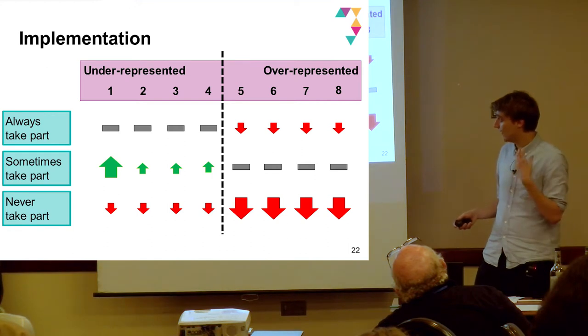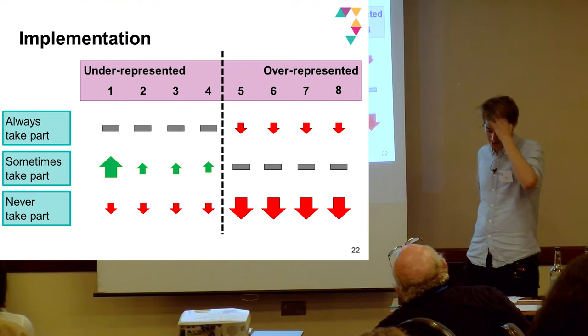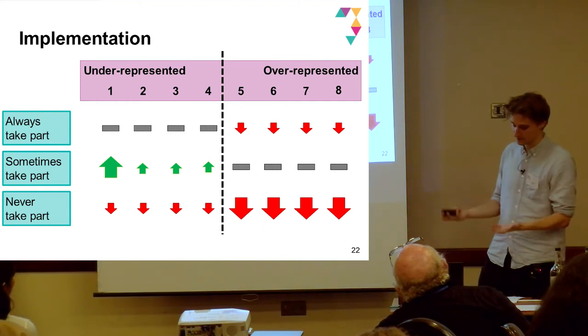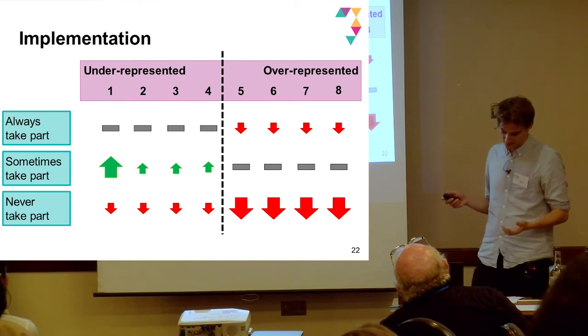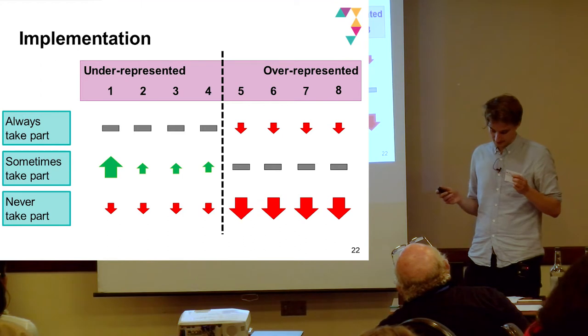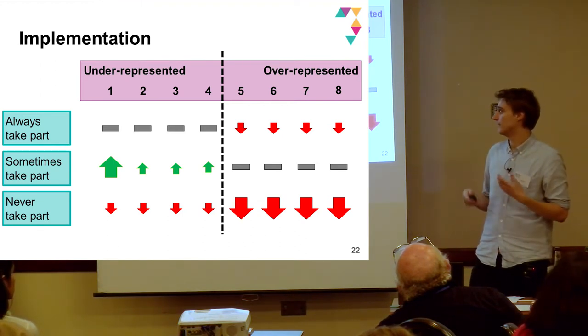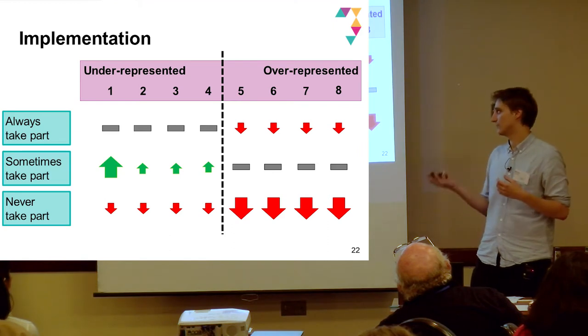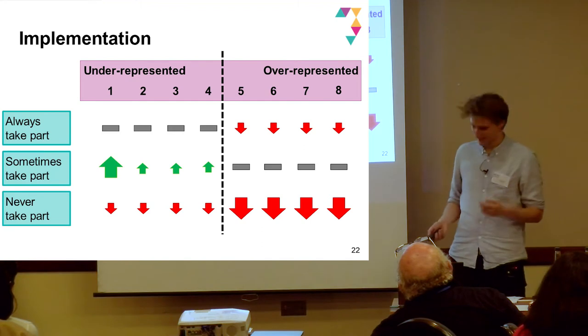So we've got our highest priority group with the big upwards green arrow, with people who sometimes take part and the most underrepresented. We then have a high group with the smaller upwards green arrow of people who sometimes take part and are underrepresented, but not the most underrepresented. We have the medium group who are either underrepresented and always take part, or overrepresented and sometimes take part, and so on and so forth.